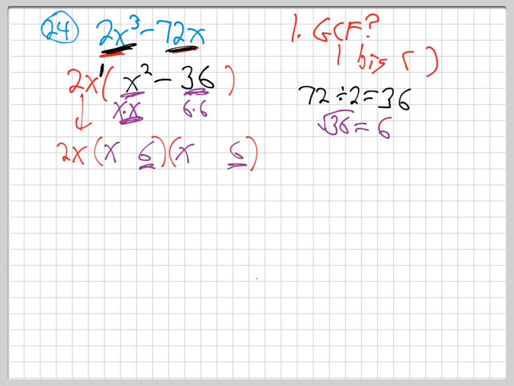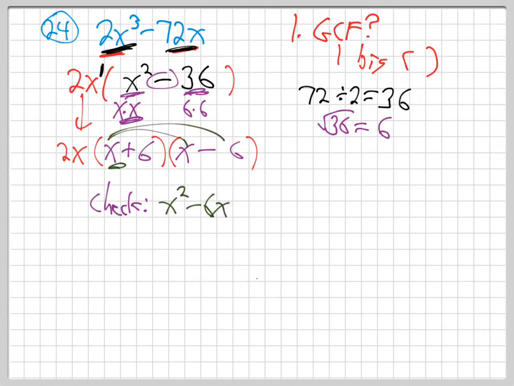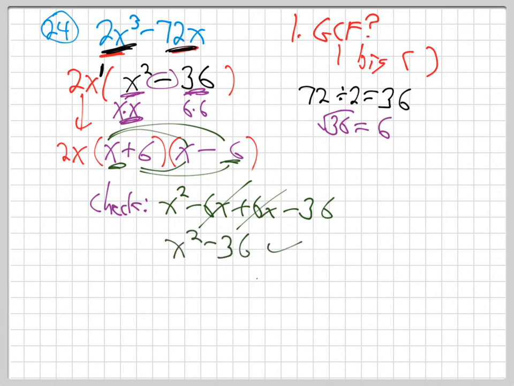And what signs? We can just do the signs automatically when there's 2 terms. What signs do they need to make minus 36? 1 plus, 1 minus. You can check it. I'll check it here. So let's try it. This first one goes to both. X squared minus 6x. And then this guy goes to both. Plus 6x and minus 36. These cancel because they're opposites. X squared minus 36, check. X squared minus 36, that's right.